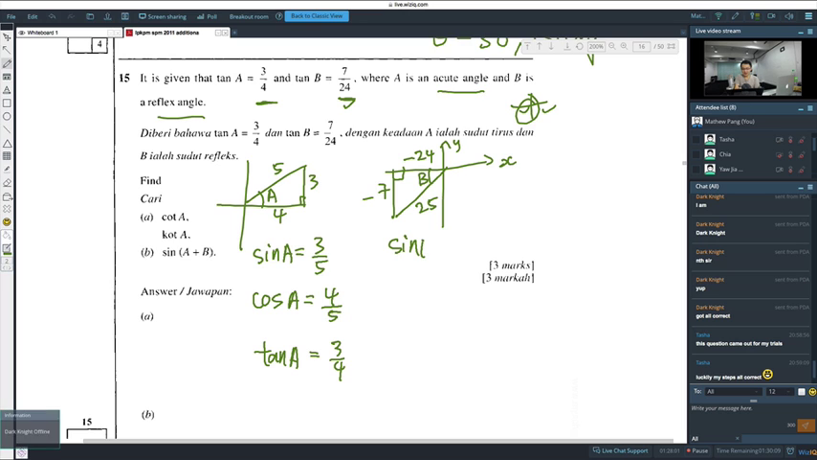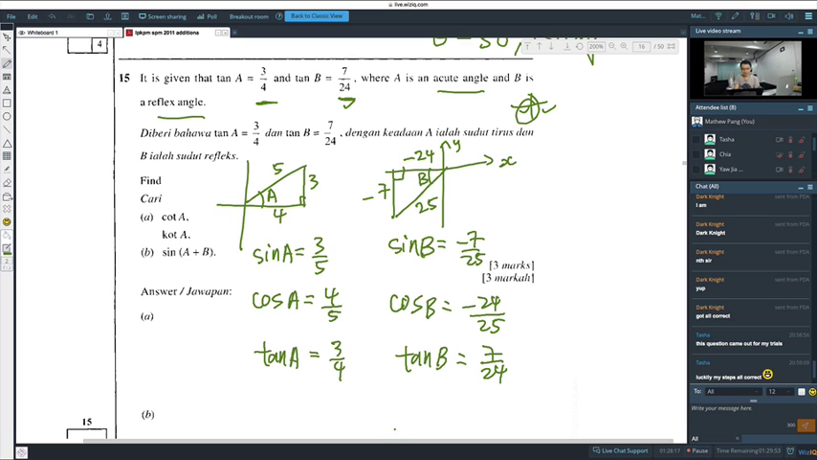Now for B: sine B equals O over H, negative 7 over 25. Cos B, A over H, negative 24 over 25. Tangent B, O over A, 7 over 24. Then they ask for cotangent A. So we know cotangent A basically means 1 over tangent A. Tangent is 3 over 4, so 1 over 3 over 4. So the answer is 4 over 3.